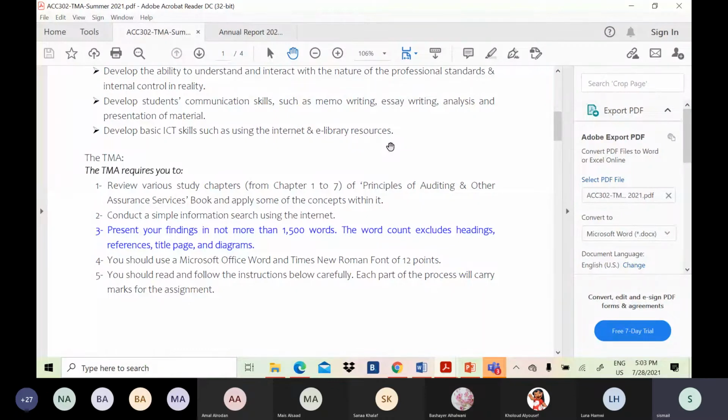What else? You have, remember this, you have to present your TMA in a Word file. Okay, and try to use Times New Roman font, and try to use it at 12 points as a size.